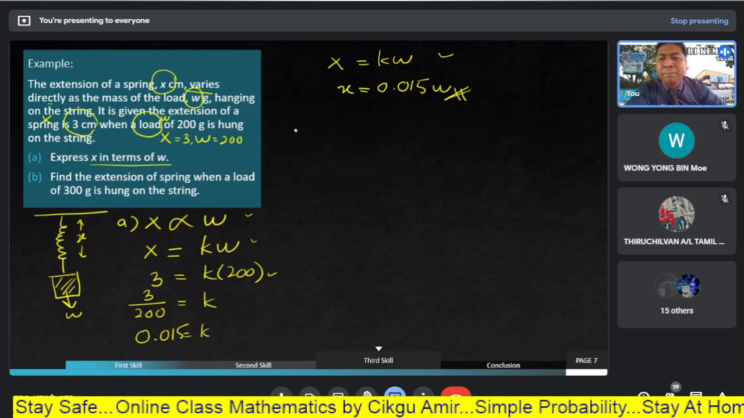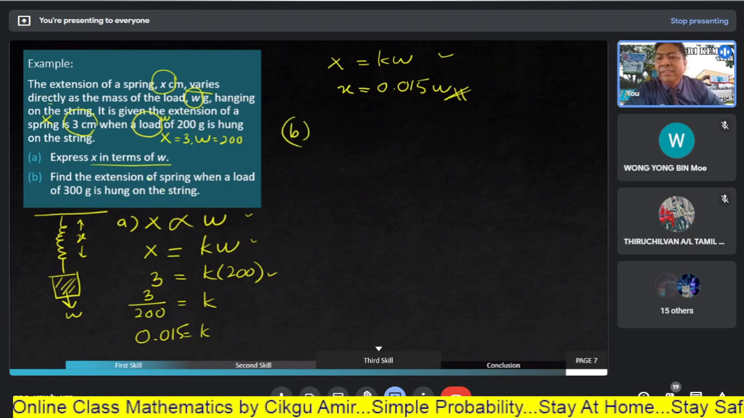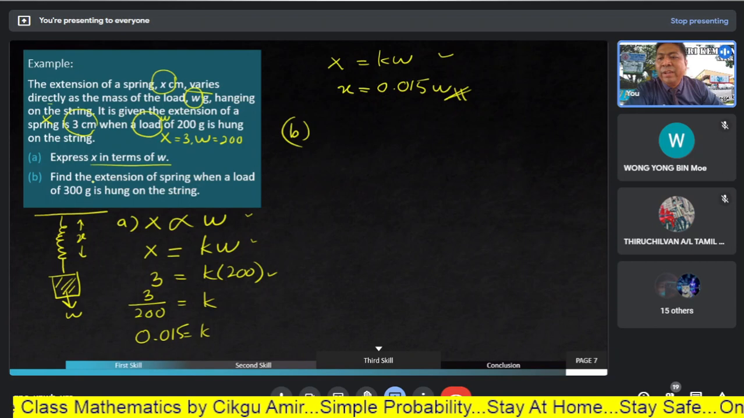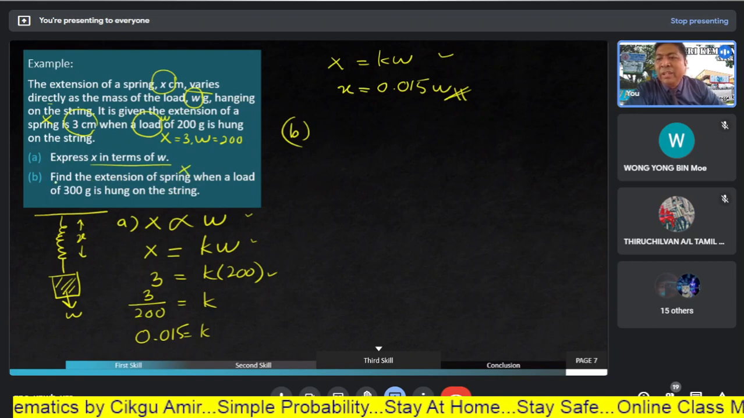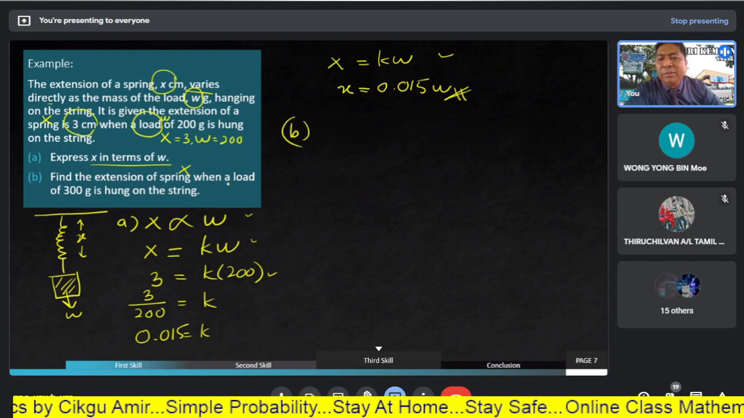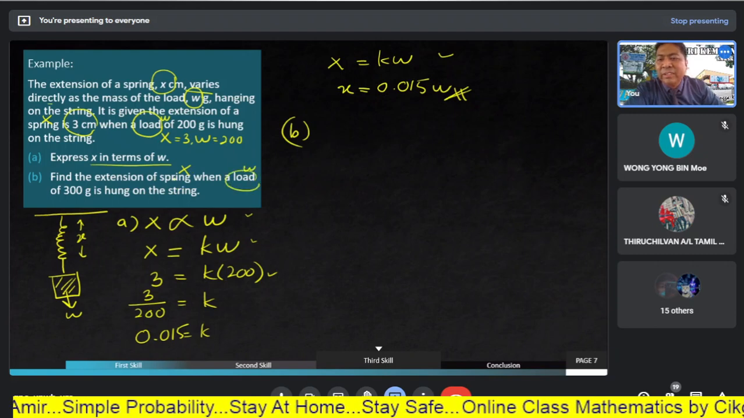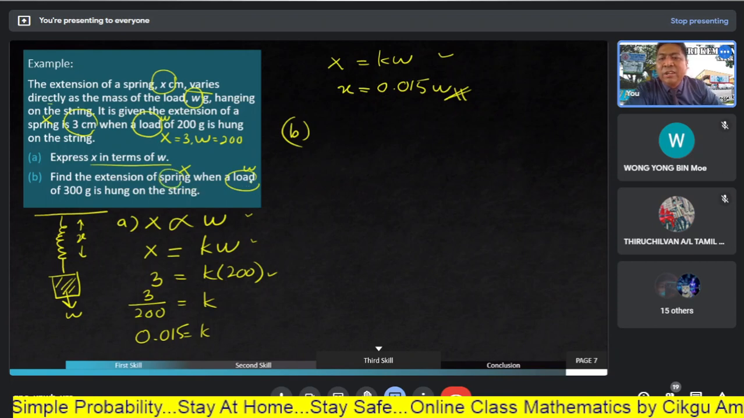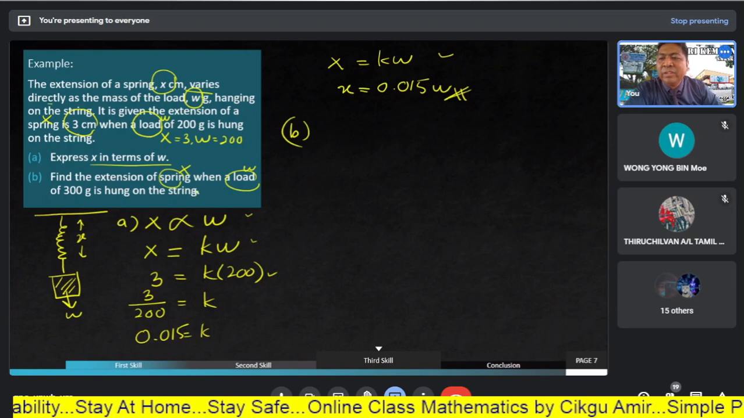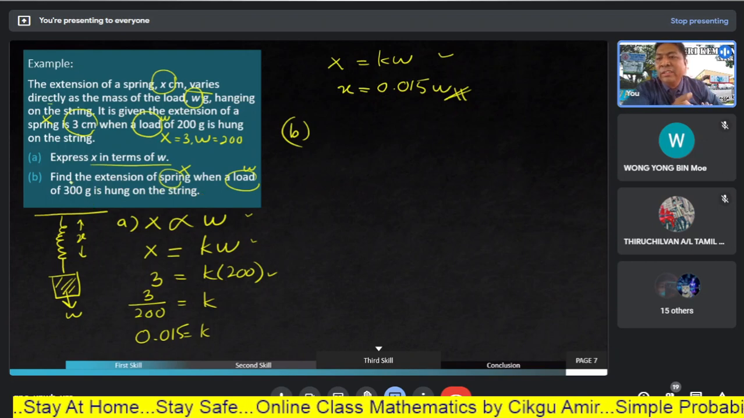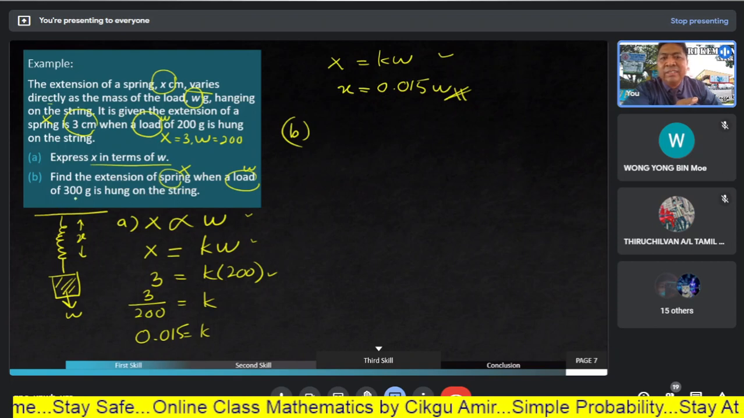Okay, B. Find the extension of the spring. The extension of the spring is X. It means find the value of X when a load of 300 is hung on the spring. So the question is to find the value of X when W is 300.